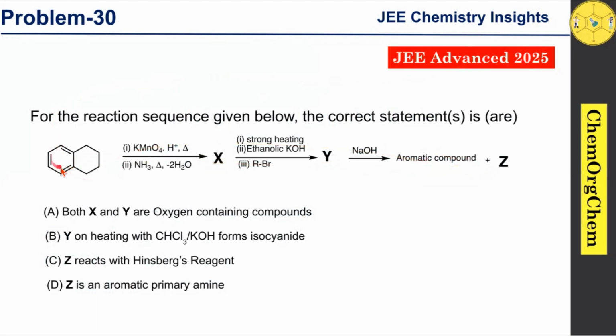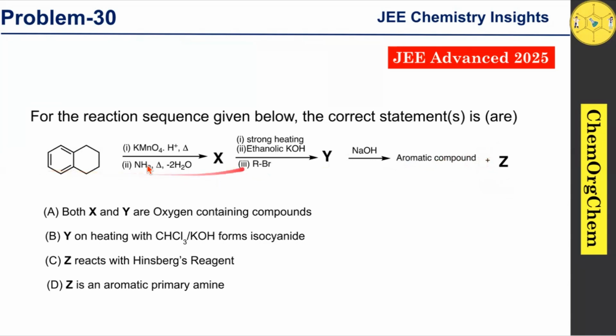Here you can see that this substrate reacts with potassium permanganate followed by acid under heating. In the second step, it reacts with ammonia under heating, which eliminates two water molecules and produces product X. This product X further reacts under strong heating, and in the second step, ethanolic potassium hydroxide. In the third step, it reacts with alkyl bromide, which produces product Y. Now product Y reacts with sodium hydroxide, which produces an aromatic compound plus product Z.